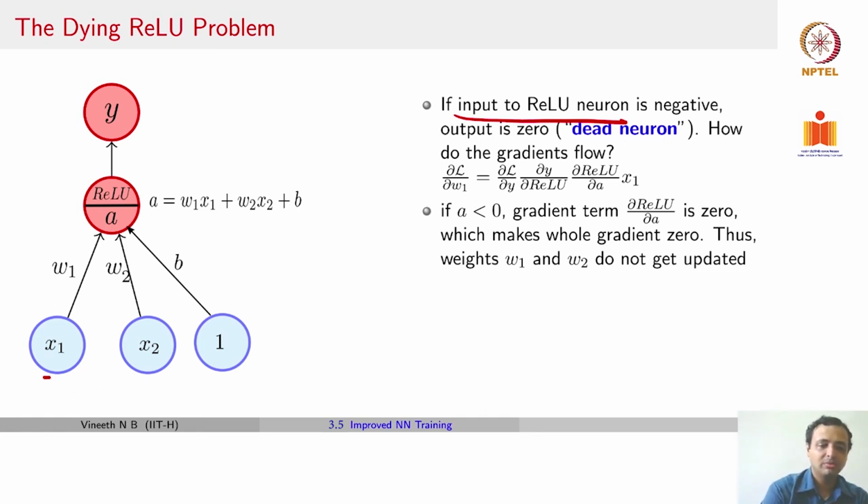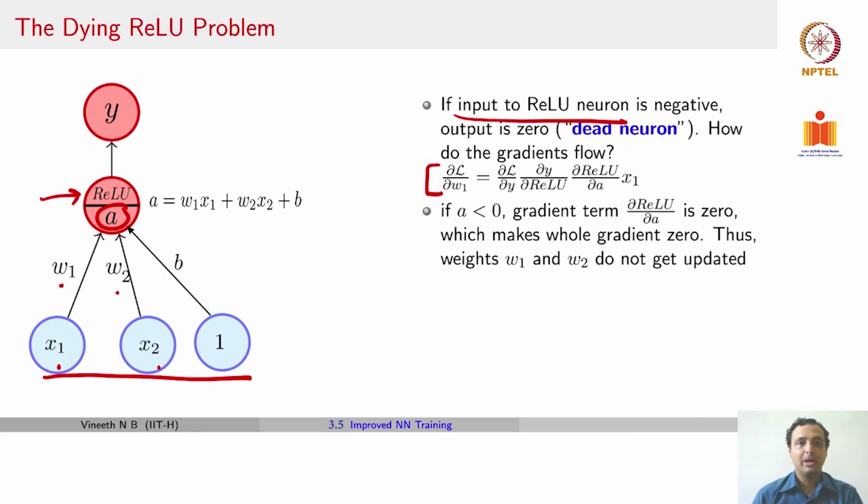Let's assume that a previous layer's inputs were given this way, with inputs x1, x2, and weights w1, w2. A is the pre-activation of that neuron. You then apply ReLU activation and you get the output y. If you want to now compute ∂L/∂w1 by chain rule, you have ∂L/∂y into ∂y/∂ReLU into ∂ReLU/∂A into x1.